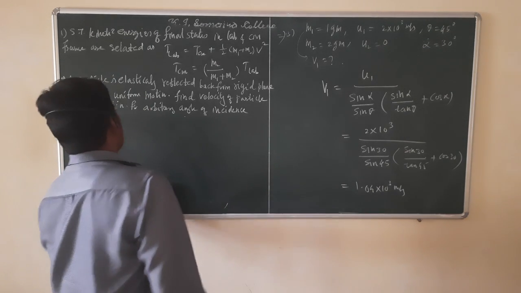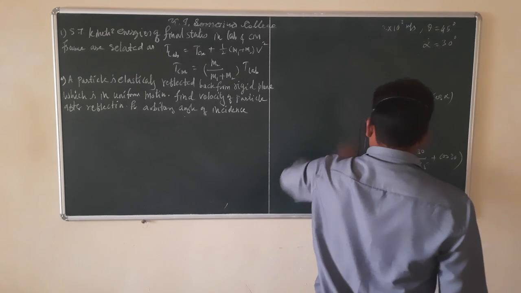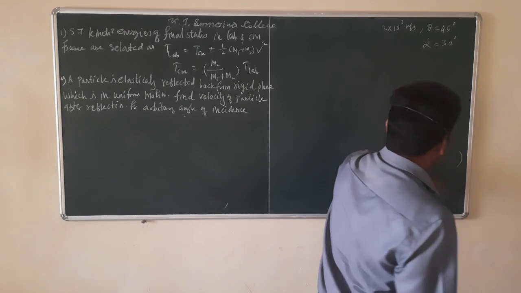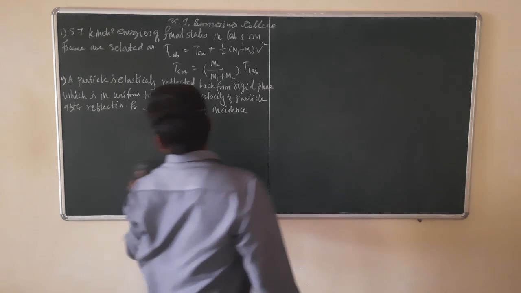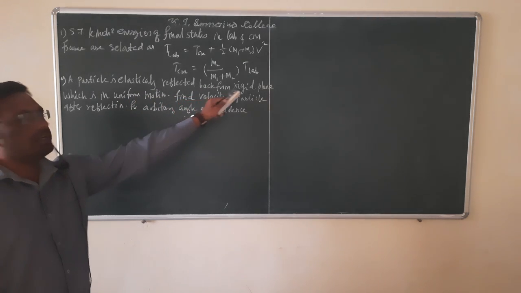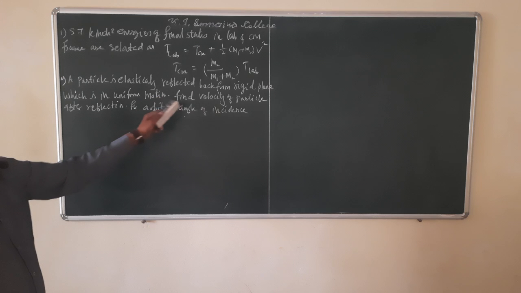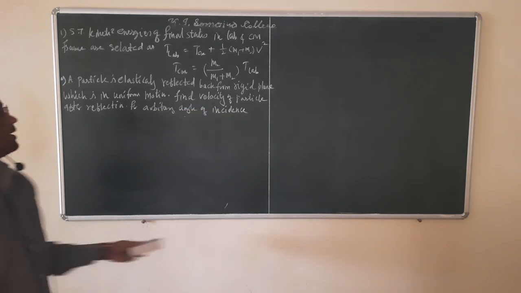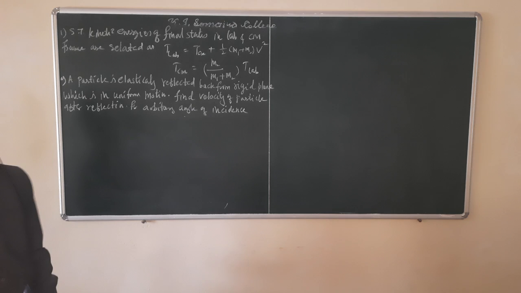So problem number 2 is what I have already written over here. The statement of problem number 2 is this: a particle is elastically reflected back from a rigid plane which is in uniform motion. Find the velocity of the particle after reflection for an arbitrary angle of incidence.